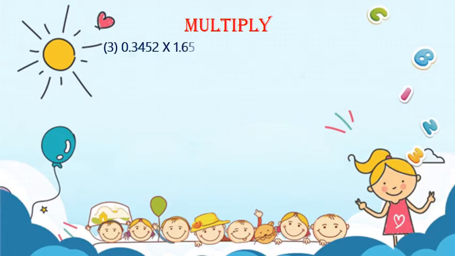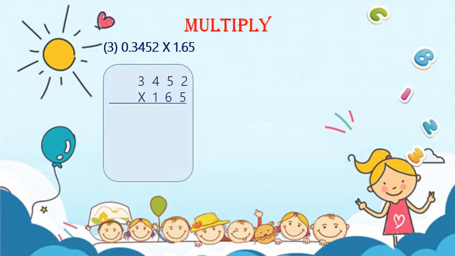Now children, let's come to the next question, which is question number 3. Here we have to multiply 0.3452 by 1.65. Again, we will consider these two decimal fractions as whole numbers and then we will multiply. So 0.3452 will become 3452 and 1.65 will become 165. Now let us multiply them.